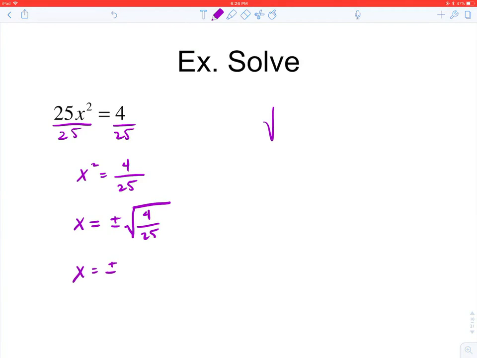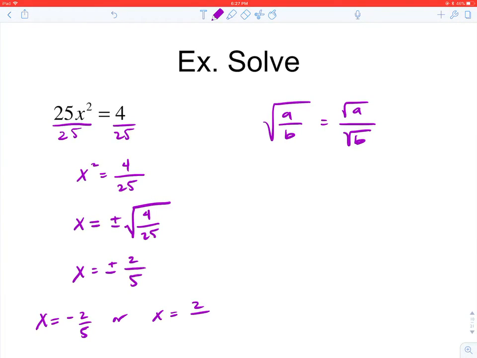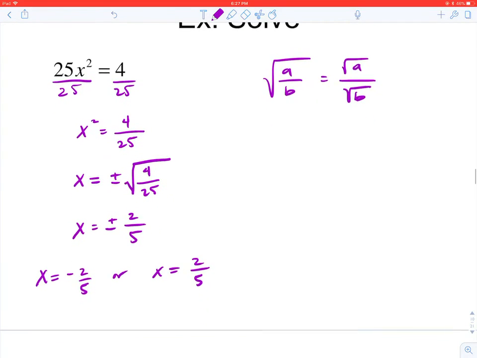And remember that when we take the square root of a over b, that's equal to the square root of a over the square root of b. Well, in this case, both our numerator and our denominator are perfect squares. So we actually just end up with plus or minus 2/5. So x is equal to negative 2/5, or x is equal to positive 2/5.